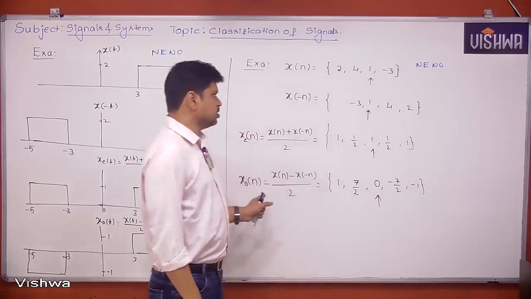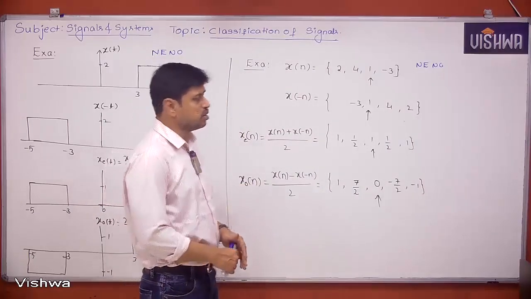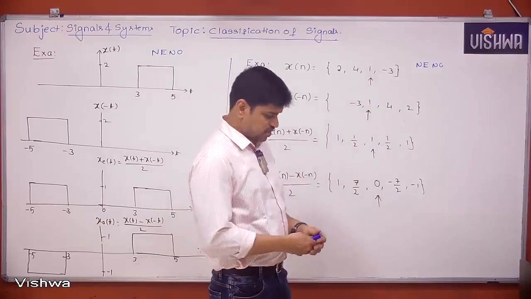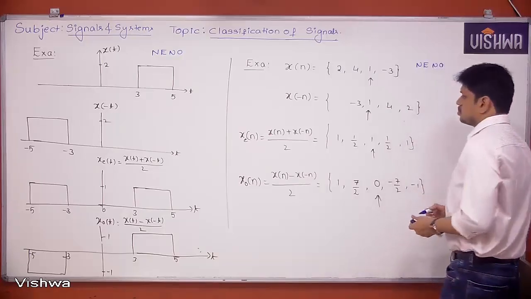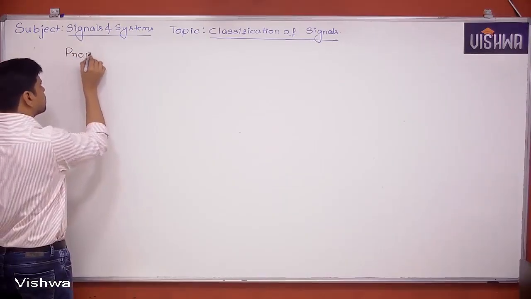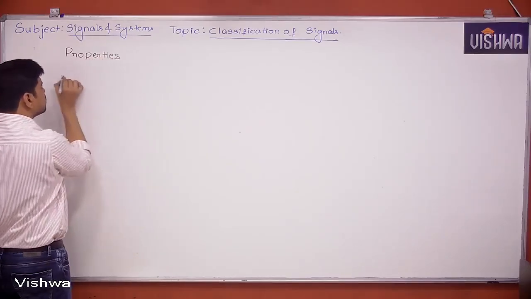So this is the way we can calculate even part and odd part, but be careful. First match the 0 positions. Okay, take it. Let's see first addition properties.